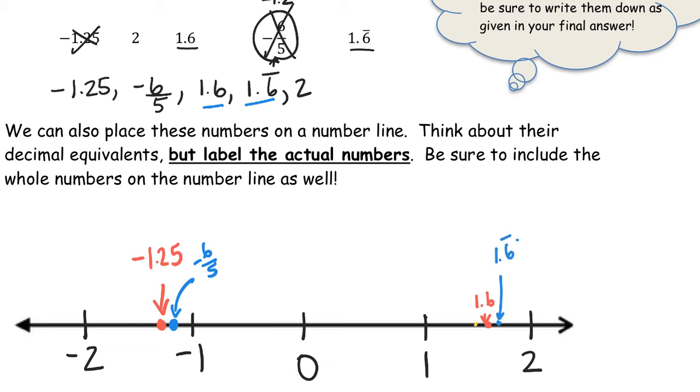So 1.6 repeating. And then my last one to put on is 2. Okay, so the way I usually do these is I label my numbers for my number line, my whole numbers down below, and then I label the ones I'm asked to place on the number line above. Make sure you label them as they are given.